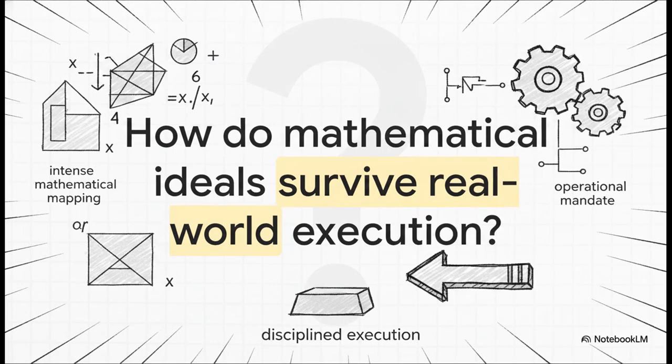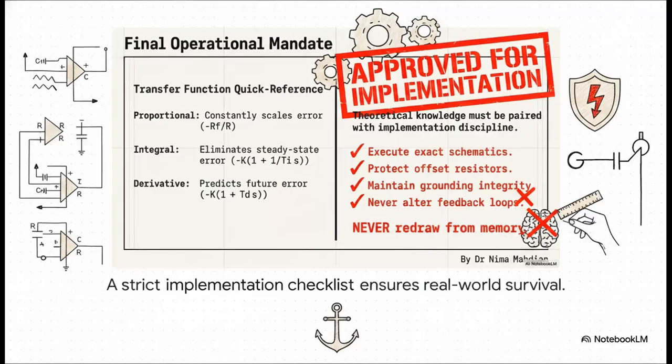We've covered some intense mathematical mapping today. But the big question we have to ask ourselves now is, how do we actually ensure these beautiful mathematical ideals survive the messy reality of real-world implementation? Because frankly, all of this rigorous theoretical knowledge is completely useless without the disciplined execution of an operational mandate. So here is your approved checklist for implementation.